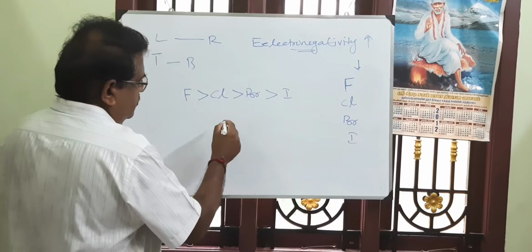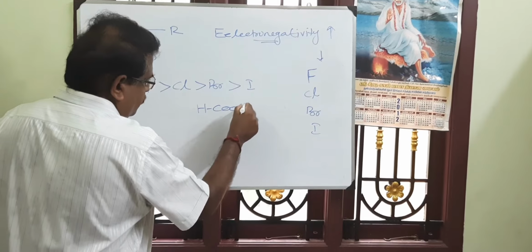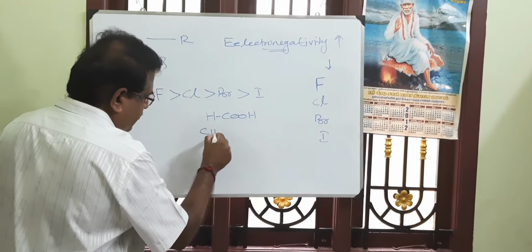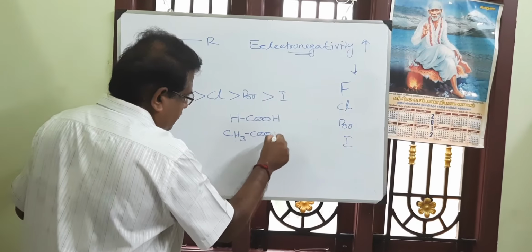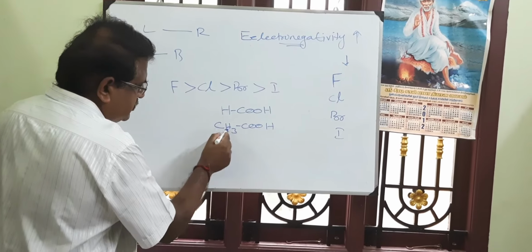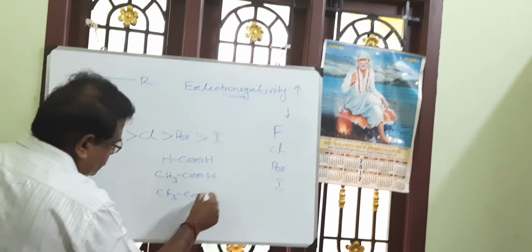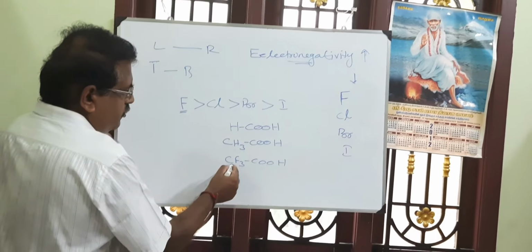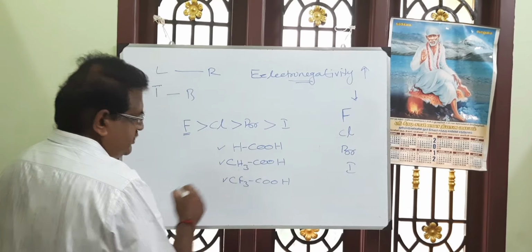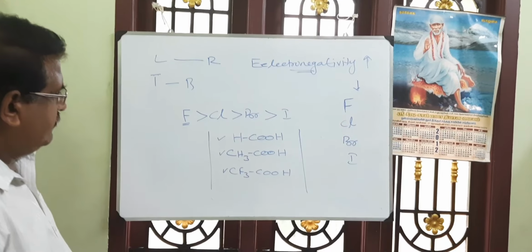Now consider formic acid, HCOOH, a simple carboxylic acid. Instead of H, you can put CH3. This is acetic acid. In acetic acid, all three hydrogens can be replaced by fluorine atoms, giving CF3COOH, which is trifluoroacetic acid. This is formic acid, this is acetic acid, and this is trifluoroacetic acid. Of these three, which is the stronger acid, and which is the weaker acid?